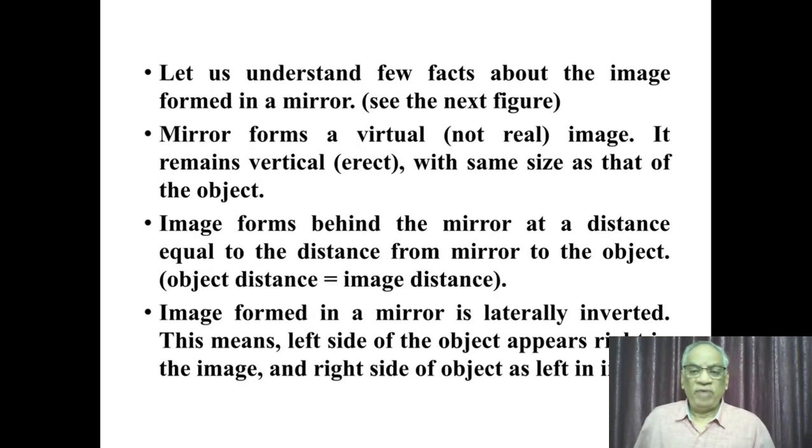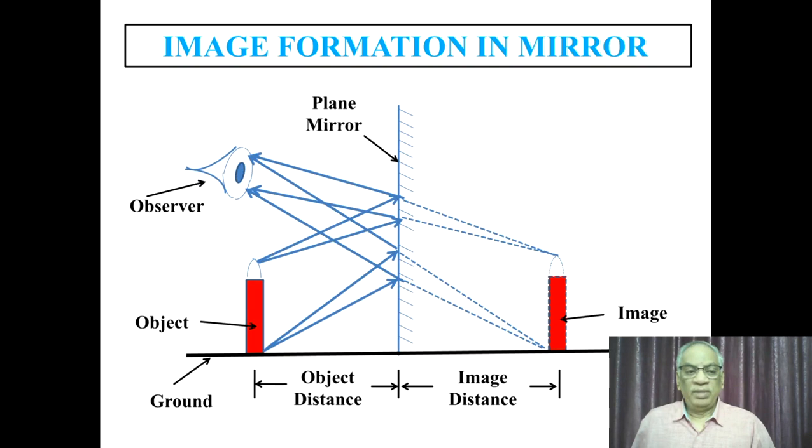Let us see some more facts or properties of reflection about the images formed due to reflection. Mirrors form a virtual image and it is always upright. Whichever way the body stands in front of a mirror, the image also stands the same way. If the object is vertical, the image is also vertical. The image forms behind the mirror. The distance between the object and the mirror is equal to the distance between the image and the mirror.